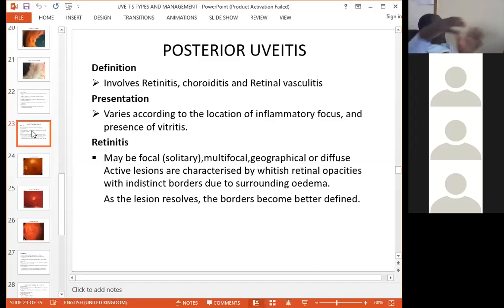When it's the iris and ciliary body, we're talking of anterior uveitis, with signs spilling over into the anterior chamber, onto the iris, onto the cornea anteriorly. But posterior uveitis is inflammation of the posterior segment, the retina. It may involve retinitis, choroiditis, and retinovasculitis. Retinovasculitis is inflammation along the vessels of the retina.